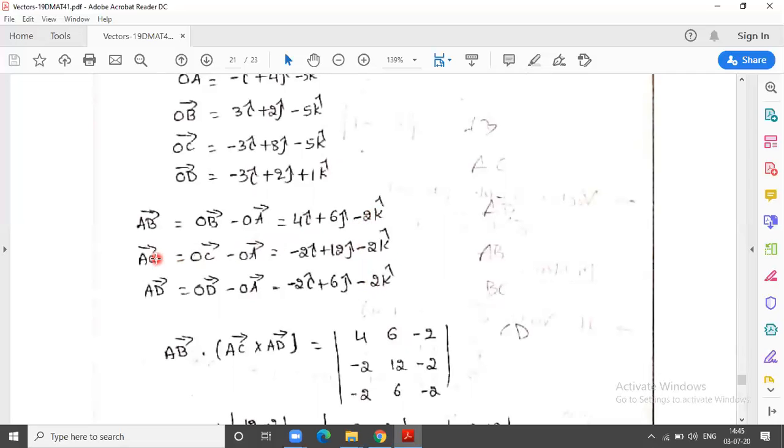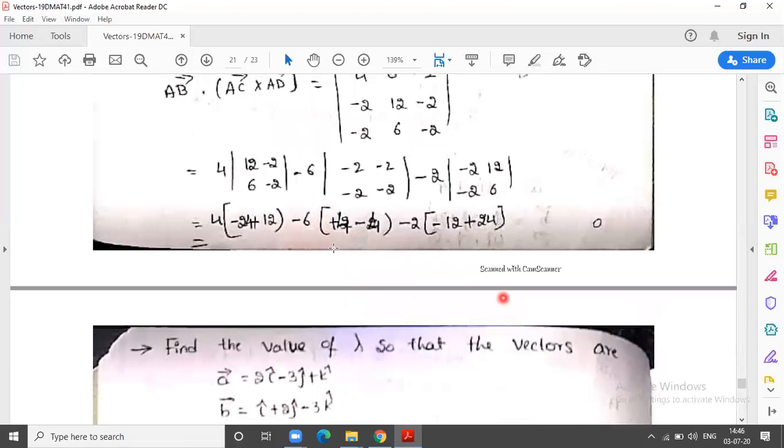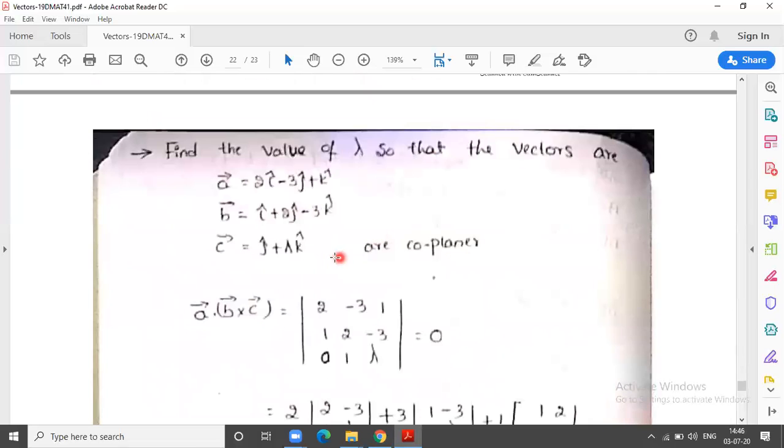This is right. So AC is OC minus OA, so you will get -2i + 12j - 2k. And AD is OD minus OA, which will be -2i + 6j - 2k. Now find the scalar triple product of these three vectors AB, AC, AD. Then you will get the final answer as 0. So we can say that these three vectors are coplanar.